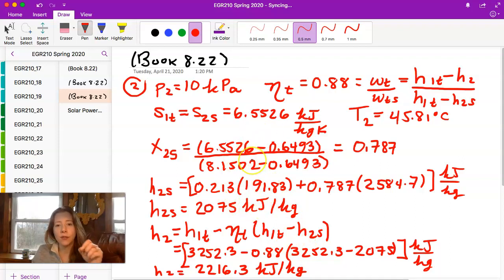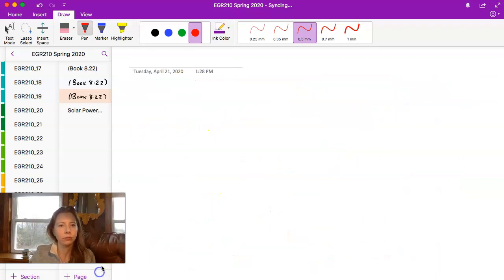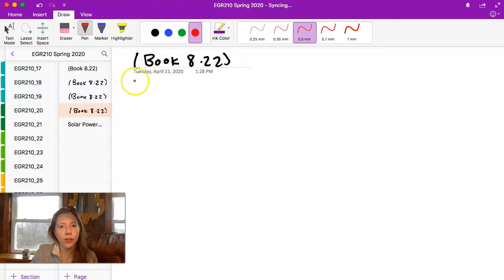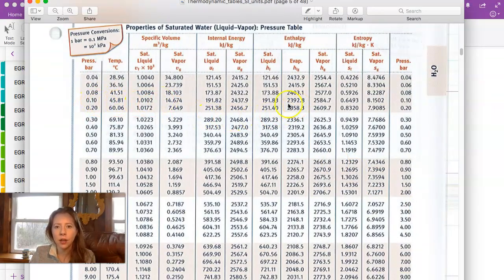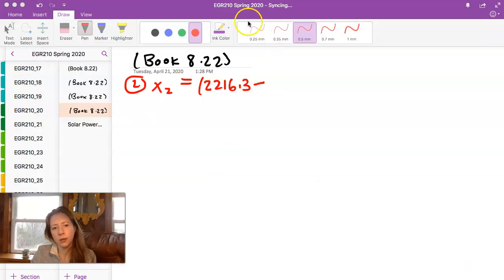You would think we would be done for state 2. Not quite yet. Remember, now we have to find the entropy for state 2, because this was not an isentropic process. We're just looking at the ideal to figure out what is really going on. So now we have to get our actual quality for state 2, our real quality. It is going to be the difference between the enthalpy that we just calculated for H2, 2,216.3, minus our lower limit on enthalpy. Remember, we're at 10 kilopascals, so our lower limit on enthalpy is 191.83, when we're at a saturated liquid.